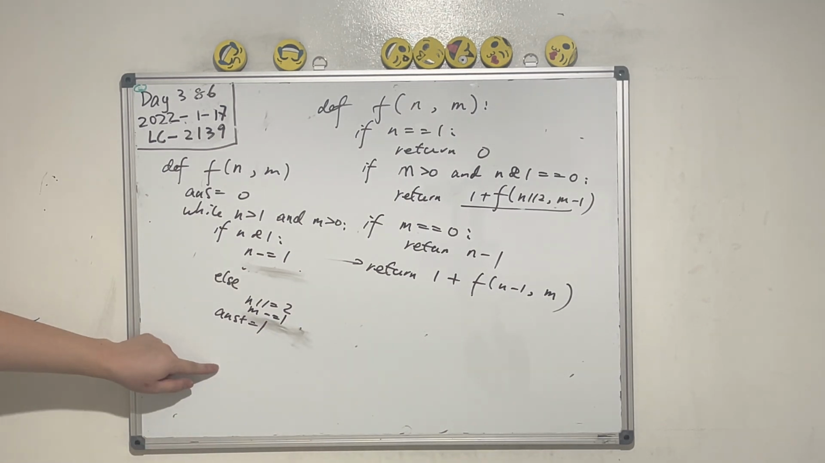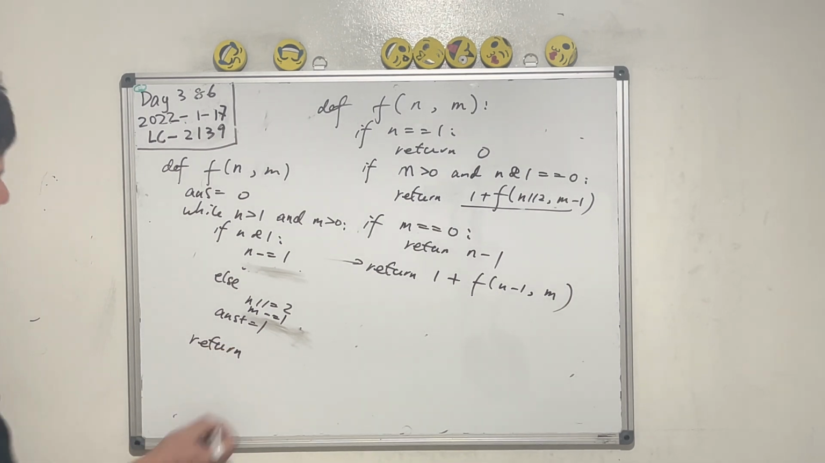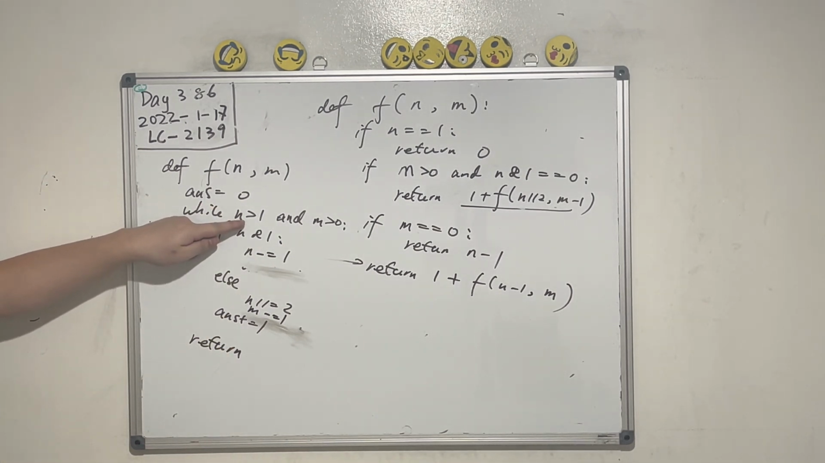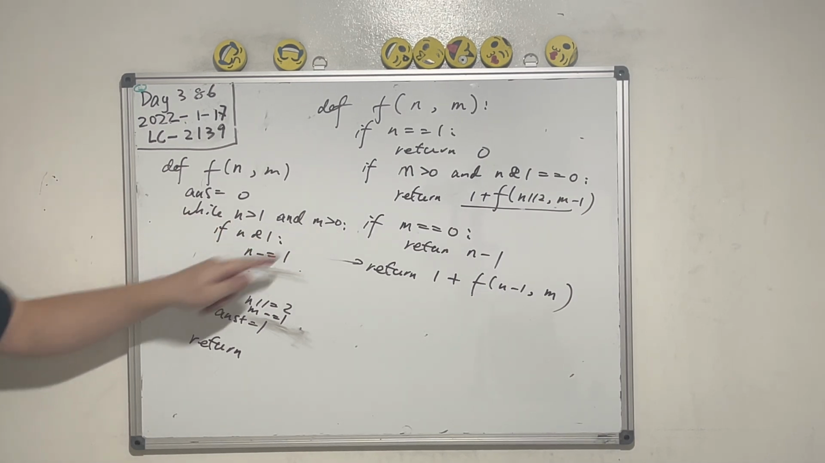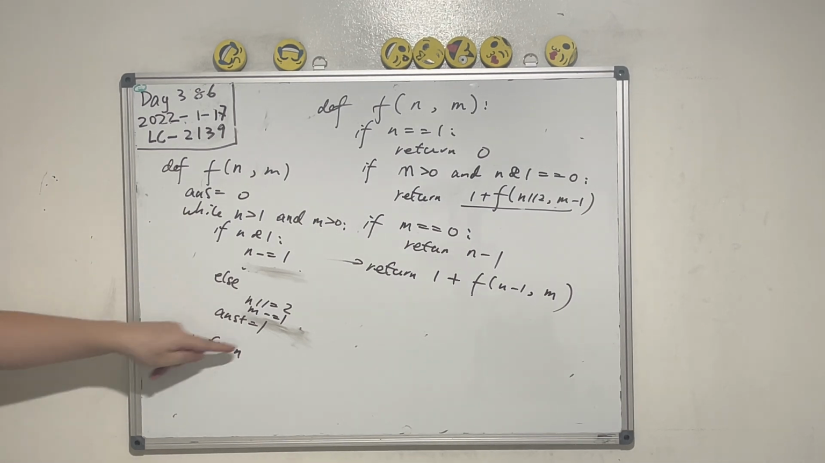Okay, so now at the end, what should we return? Look, here while n is bigger than 1 and we have divisions, and then outside, what's outside? If the loop terminates here, what's outside?